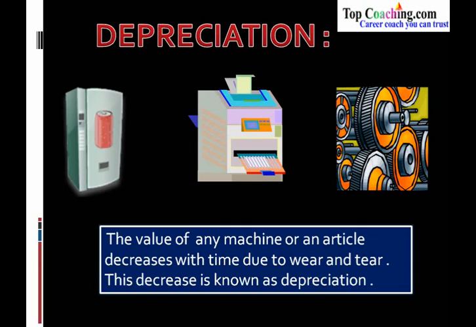So what we see is the value of any machine or an article decreases with time, and this happens because of the wear and tear. And so we depreciate the value of that machine. This process is known as depreciation, the decrease in the value of any article with respect to time.